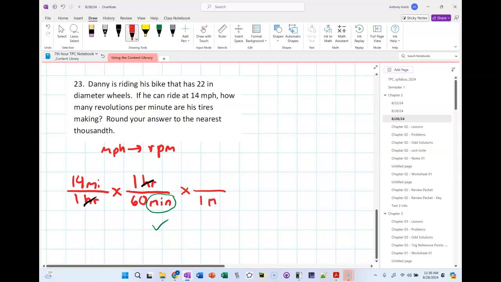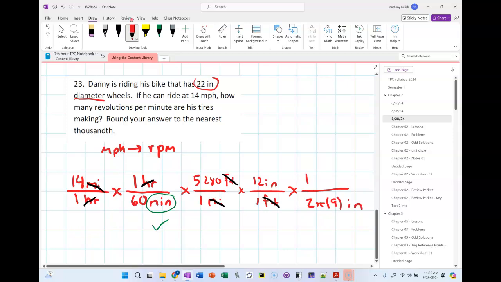So we'll go 1 mile is 5,280 feet. And I know 1 foot is 12 inches. So now we're in inches per minute. That's still not quite right. So the diameter is 22. So 2 pi r inches is 1 revolution. And now it's just punch it through on my calculator.